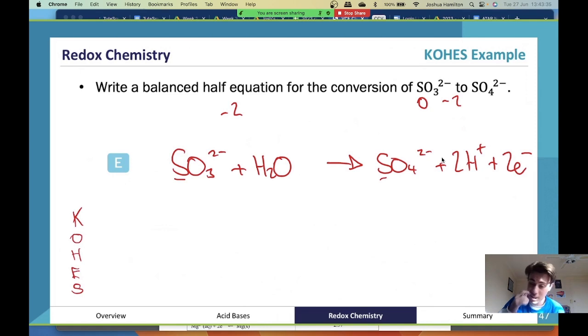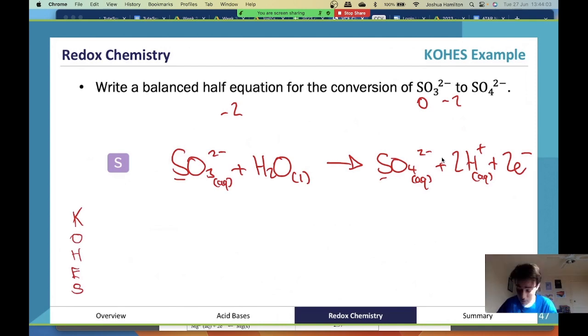But remember the last step. Last step's one of the most important ones. Don't forget the states. So I'm going to add in an S, and I need to add in my states. This will be aqueous. If you're not sure, it's always going to be aqueous. This is liquid. This is aqueous. This is always aqueous. And there's no state on your electrons. That is your overall equation.